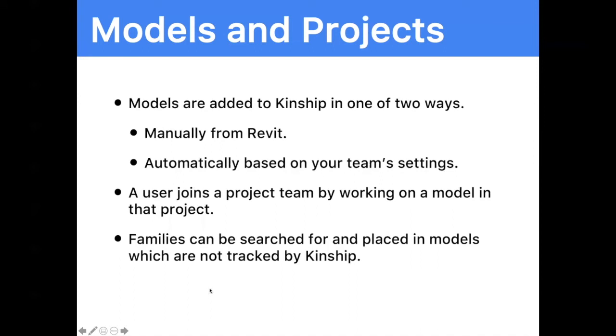Models are added to Kinship in one of two ways. They can be added manually from Revit. When a user first does a sync with central, a dialog pops up and asks the user whether they want to add it to Kinship. I'll show you what that looks like and talk about that in a bit more detail when we get there. Or they can be added automatically based on your team settings.